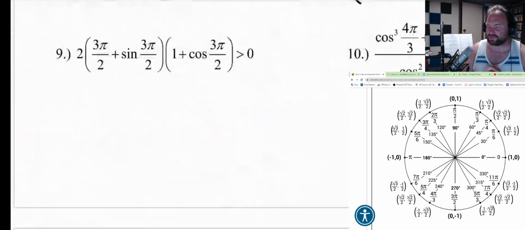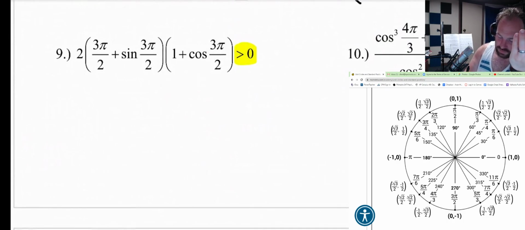Oh, now here we go. This is actually a much easier question to answer than it looks like because of what this is saying. All we're asking here is, is this positive or negative? That's it. And oh, actually, a better way to phrase this question: is it positive?